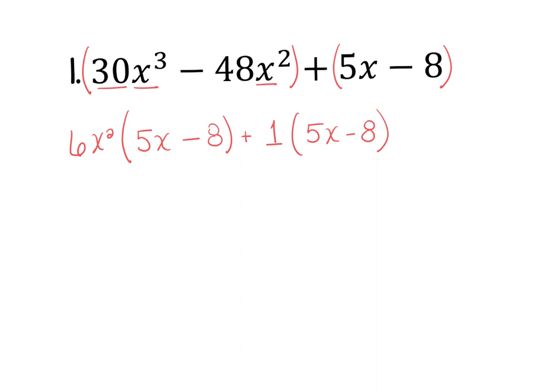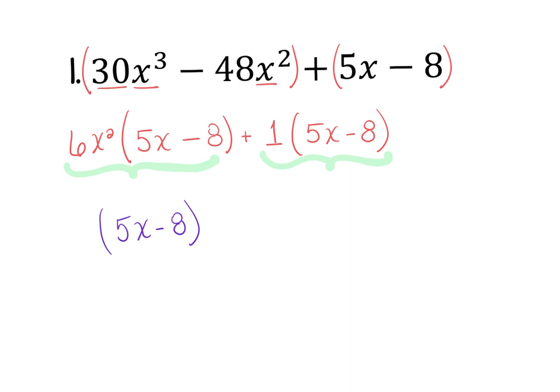Now, when I look at these two things, you should recognize that the two groups have something in common. And by group, I mean this compared to this has something in common. What is it? The 5x minus 8. The entire binomial is in common. And so I am going to pull it out and say I have 5x minus 8 here. That's going to be my first group.